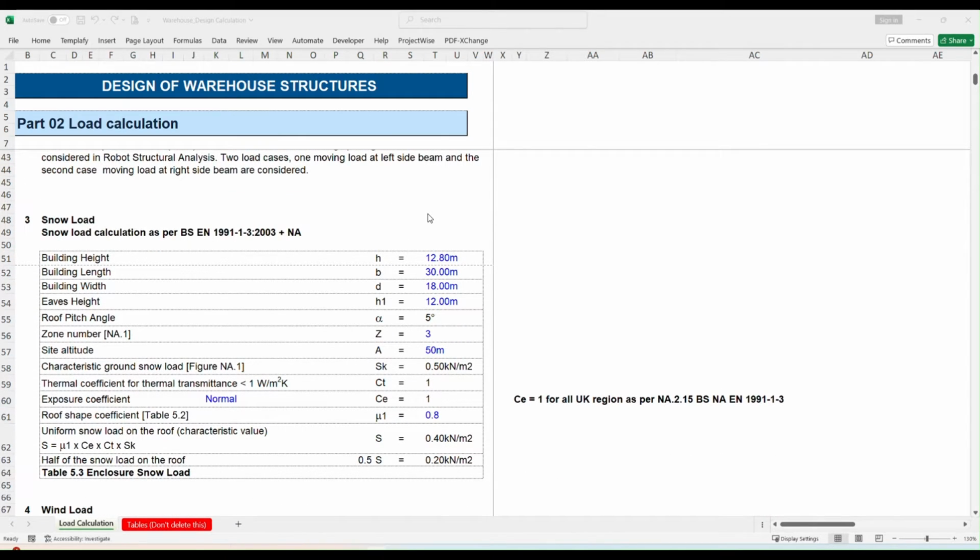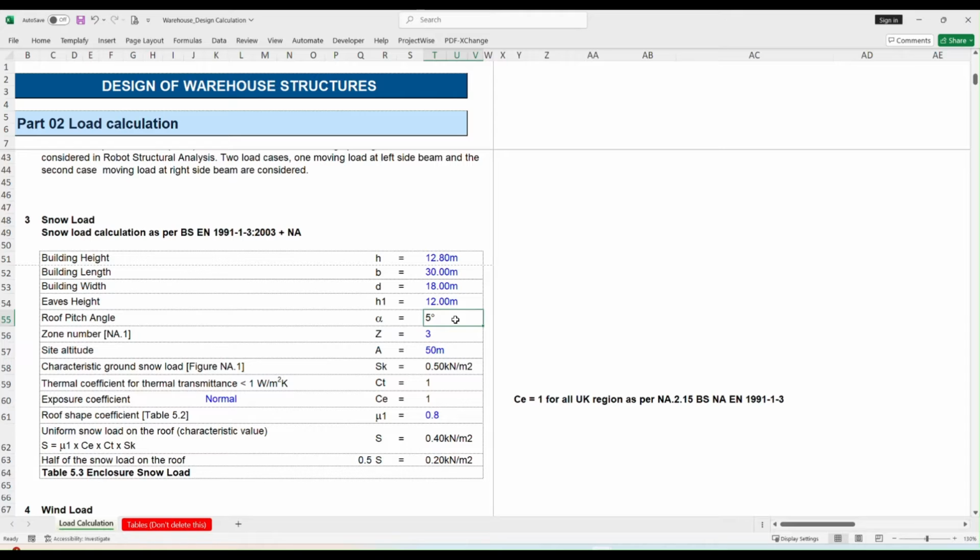So for calculating the snow load, these are the main parameters which we require. One is the building height, which we already considered during the modeling, is 12.8 meter, that is the height from the floor to the ridge. Second, the building length is 30 meter, building width is 18 meter, and building height to eaves from the floor is 12 meter, which we have already done in the modeling.